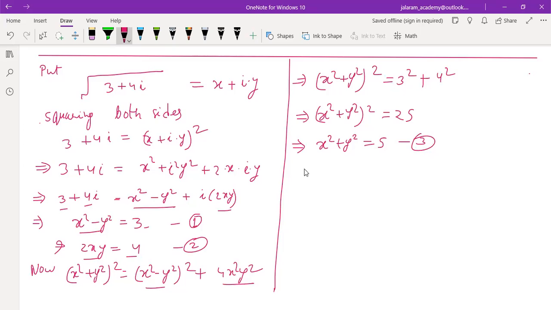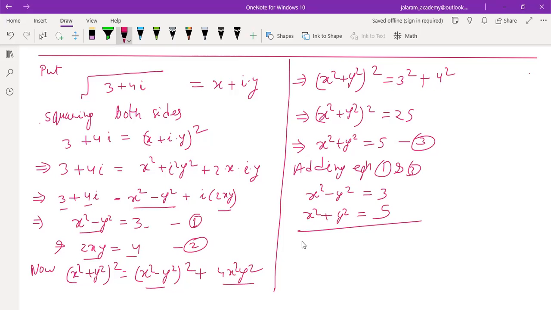Now add equation 1 and 3. Adding equation 1 and 3. Equation 1 is x square minus y square equals 3. Equation 3 is x square plus y square equals 5. Adding both, x square plus x square, 2x square, y square cancelled out, equals 8. It implies x square equals 4. It implies x equals plus minus 2. Is that clear to you?